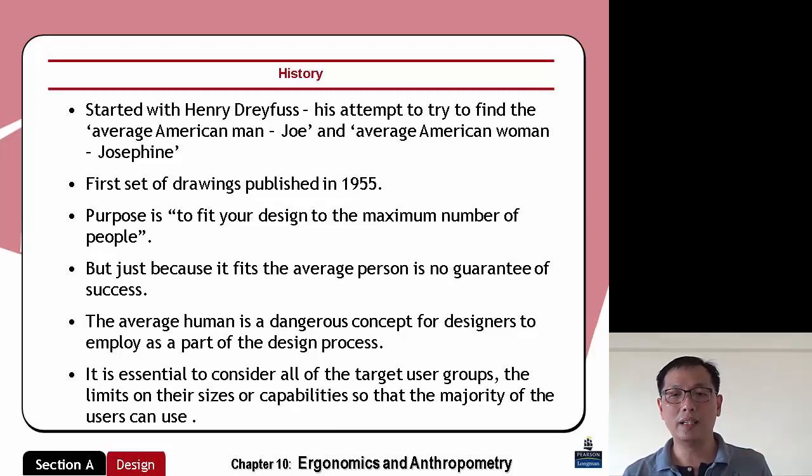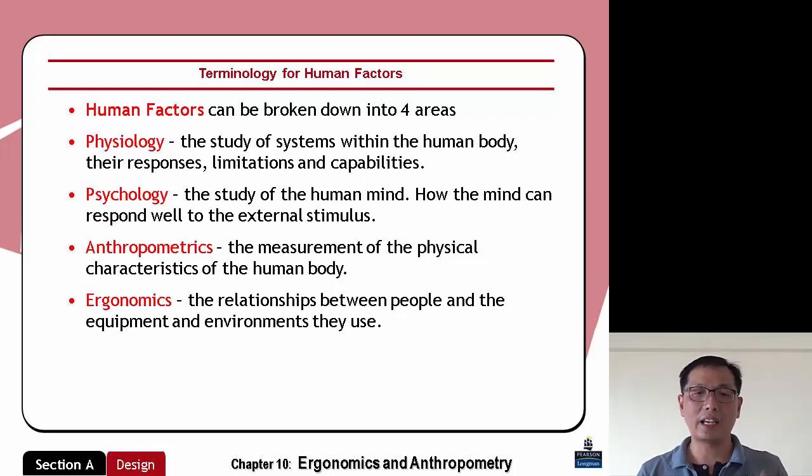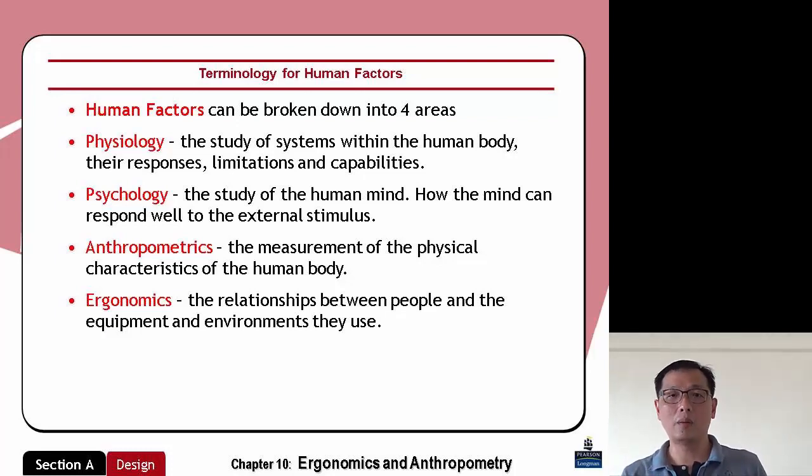The average human is a dangerous concept for designers to have, because there are no average people. It's always good to consider the whole target range, the limitations on size and capability, so that the maximum number of people can use them. Ergonomics is also known as human factors, and we consider them in 4 areas: physiologically, psychologically, anthropometrics and ergonomics.